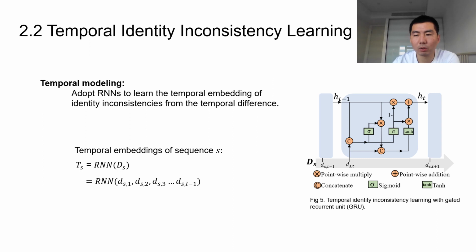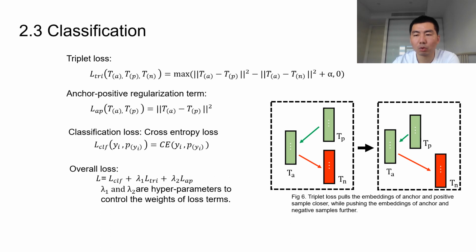We use recurrent neural networks to represent the temporal identity inconsistency by embeddings. In detail, we adopted gated recurrent unit, which is known to have better long-term memory than conventional RNN structures. The overall loss includes cross-entropy classification loss, the triplet loss, and the anchor-positive regularization term, where the triplet loss pulls the anchor and the positive samples closer and pushes the anchor and the negative sample further. We also adopt the anchor-positive regularization term to help the convergence of triplet loss.